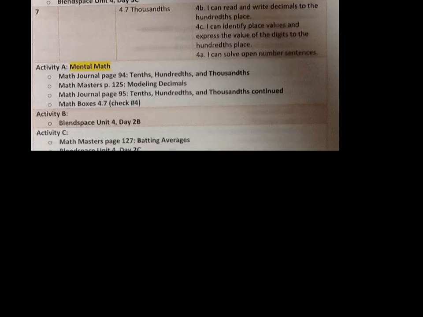So today, as you're going through, make sure you check your own learning journey sheet that you're staying on track. We went over the first two together. This Math Masters we did in class. Your teacher will be checking that you completed all of these, and then we're specifically checking number 4 on Math Box 4.7.